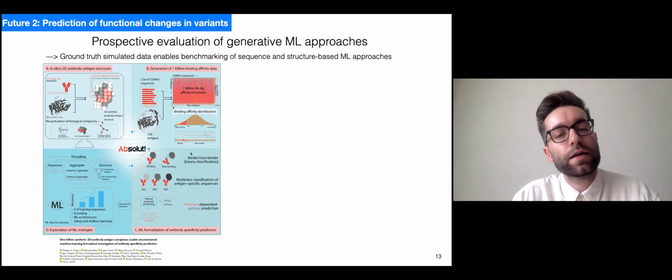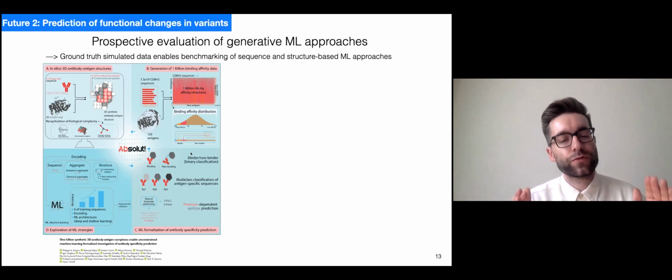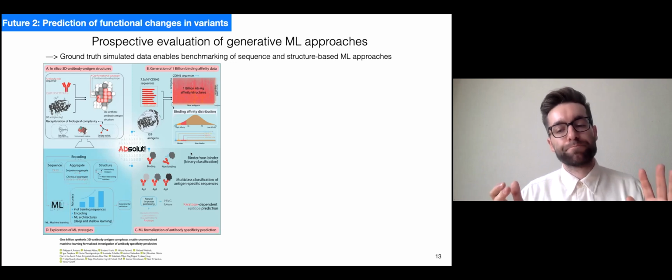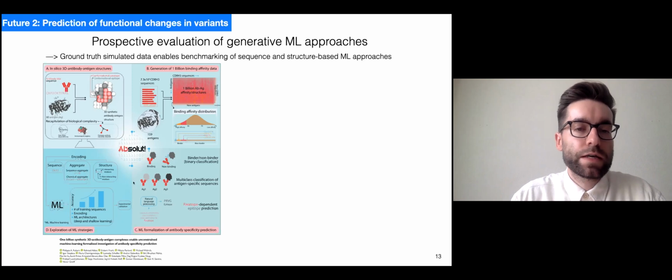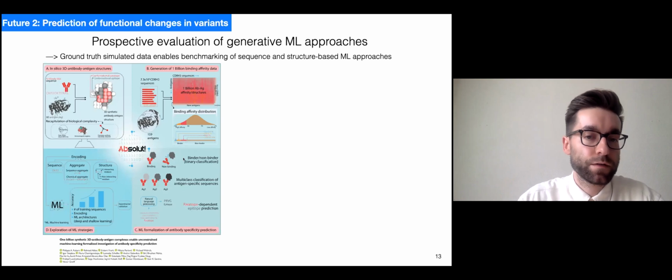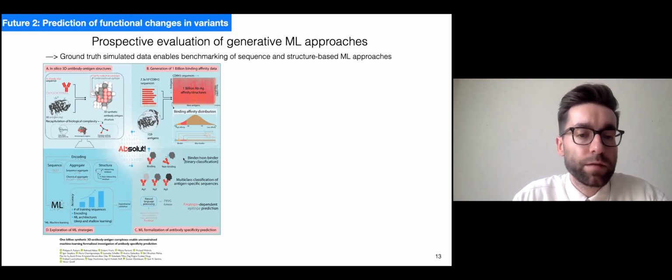So simulating data sets where you know everything, where you have a ground truth, and then using these data sets for machine learning benchmarking. And this is what we did with this simulation framework for antibody antigen binding, which Philippe presented this morning. So please go to his talk. I think it should be available soon, and then you can see what we did here.